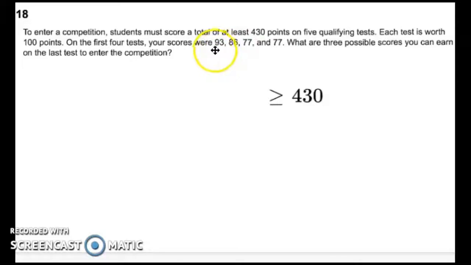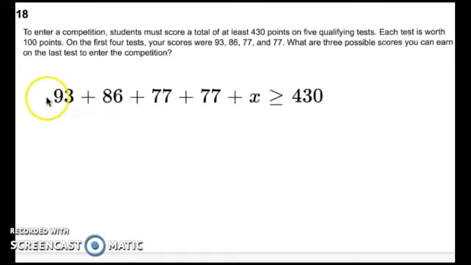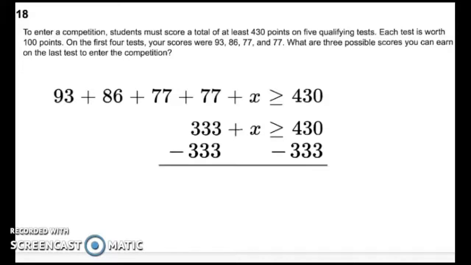Now, we're going to add up the first 4 tests and add that to the 5th test, because that total must be greater than or equal to 430. We need to find out what to get on this test to enter the competition. So adding up these 4 numbers, we get 333 plus x is greater than or equal to 430. Subtract 333 from both sides, and we get x is greater than or equal to 97. That means you need to get at least a 97, so that means a 97 or more on the next test. So now let's look at our choices and see what our answer would be.